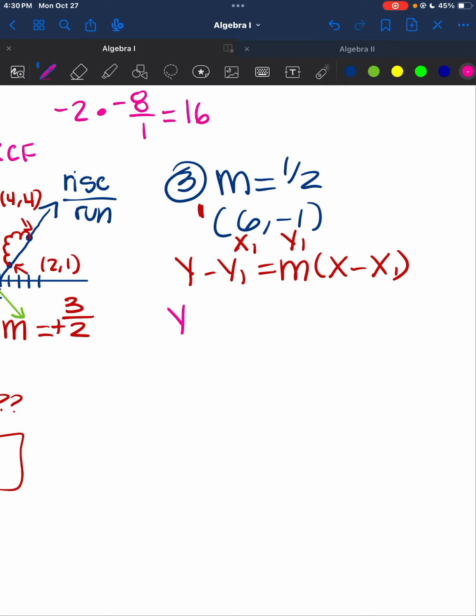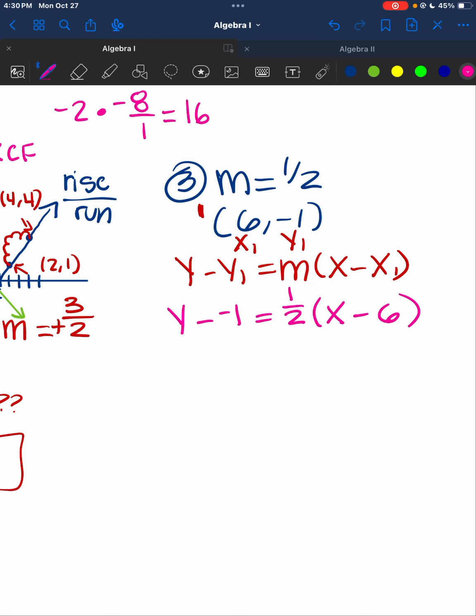So I have y minus my y1. y1 is a -1. Is equal to my m. My m, well, they told me it was 1/2. And I have x. I don't have an x value that they gave me, but I do have my x1 coordinate, which is 6. So x minus 6. This is it. That's your answer.